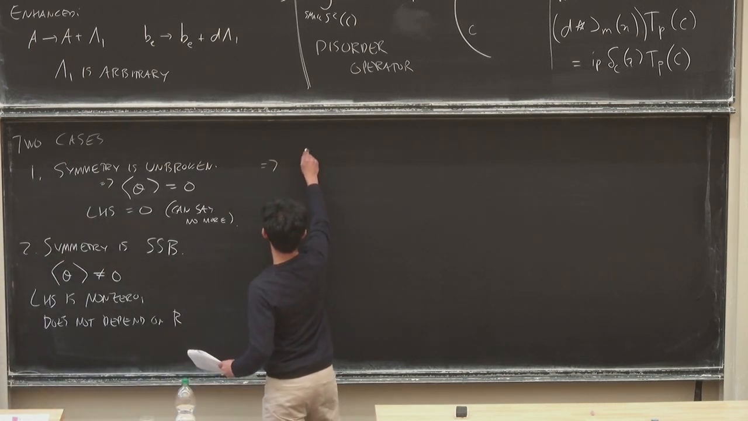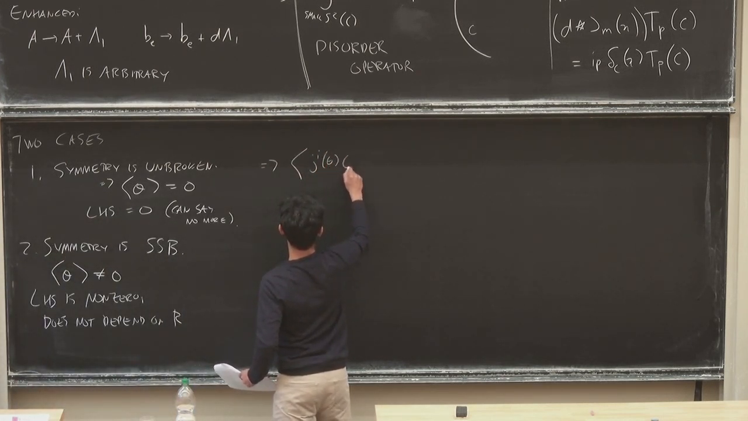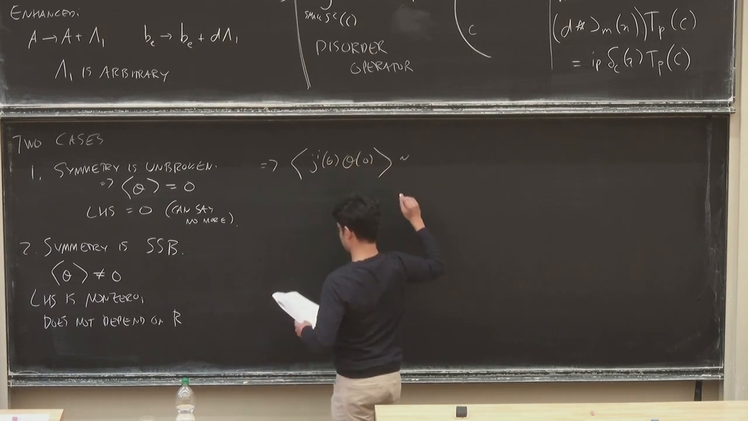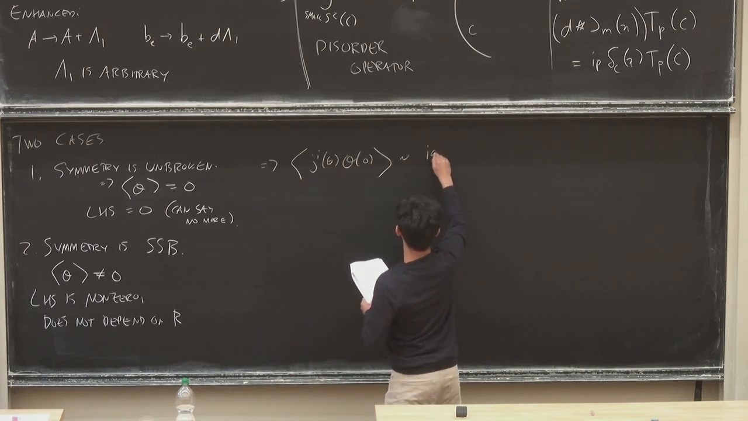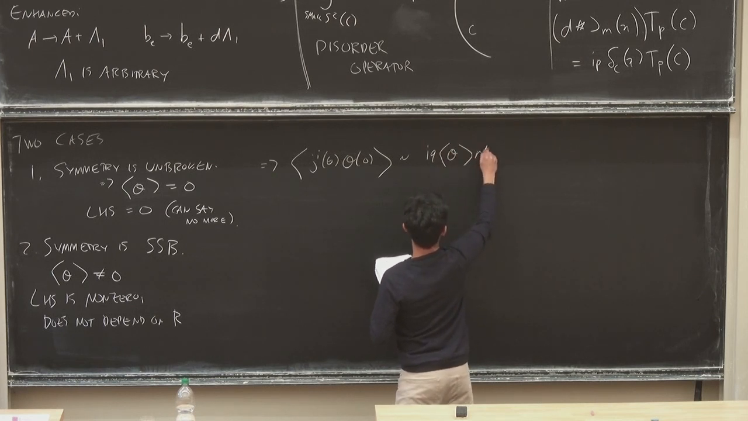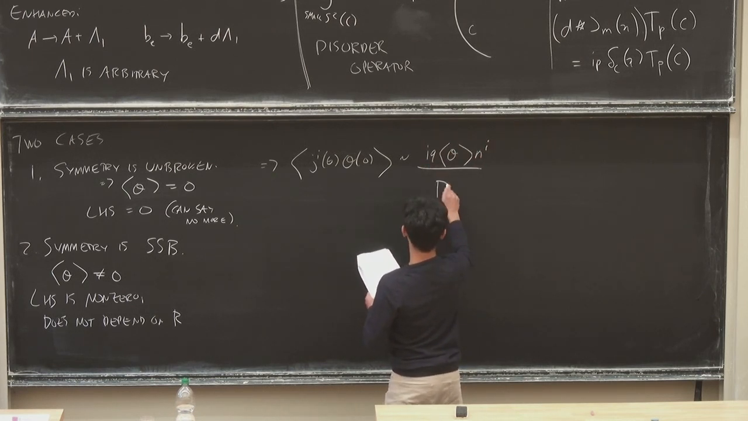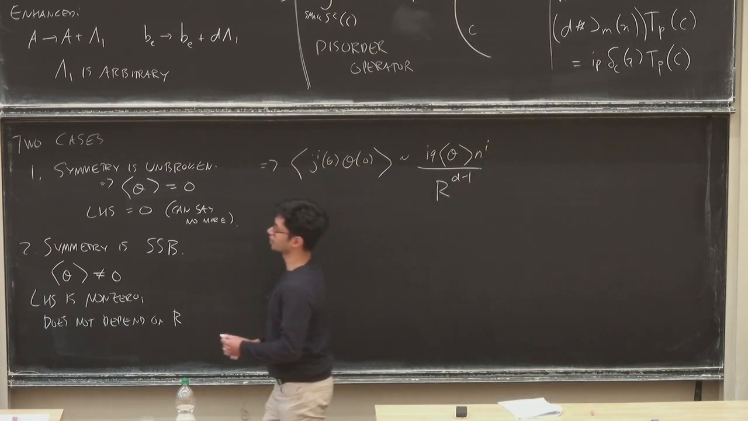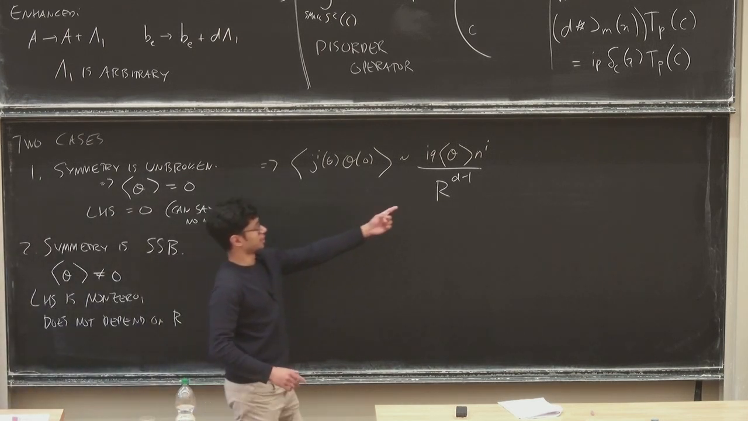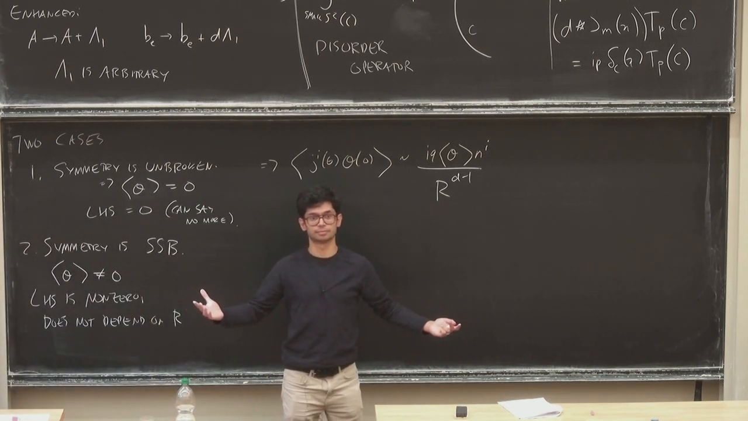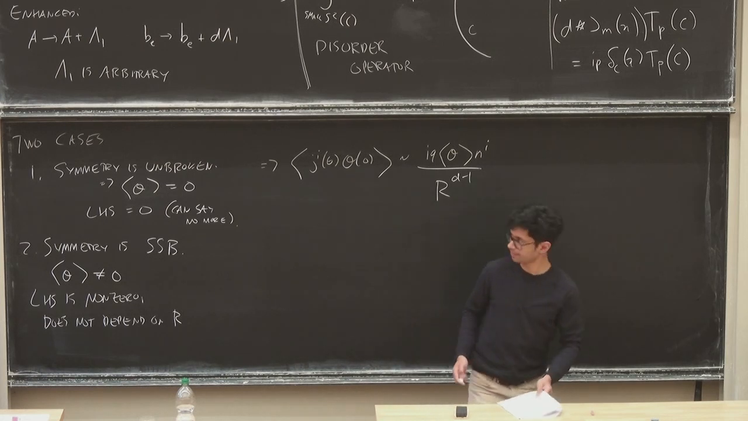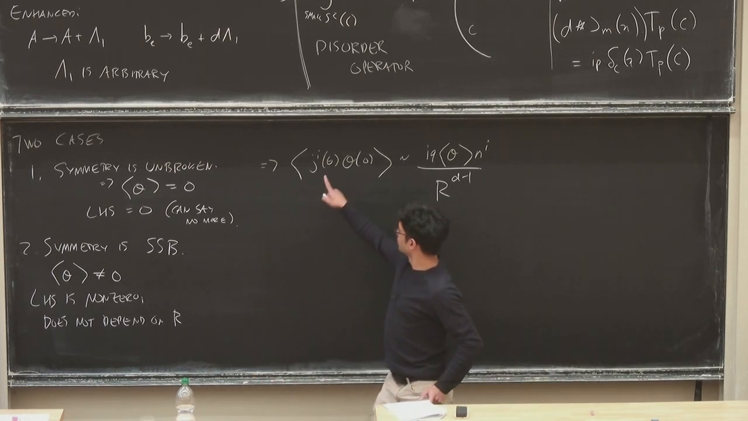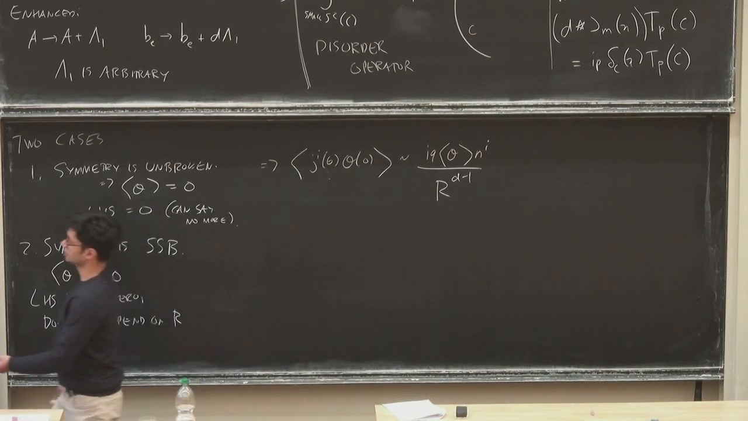I must have that J_i of theta, O of 0 goes like i Q_O divided by r to the d minus 1. This has to happen because when I integrate over the sphere, I get a factor of r to the d minus 1 from the sphere, and that has to be exactly canceled by this r to the d minus 1 so that the right-hand side can be constant. Okay, that's fine.